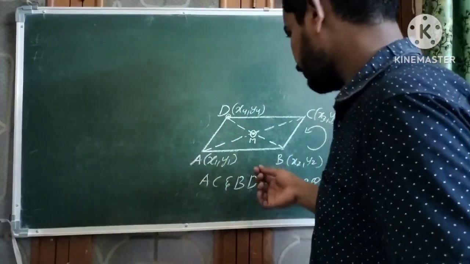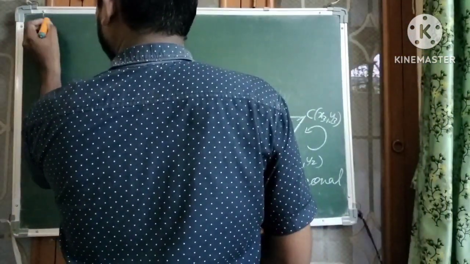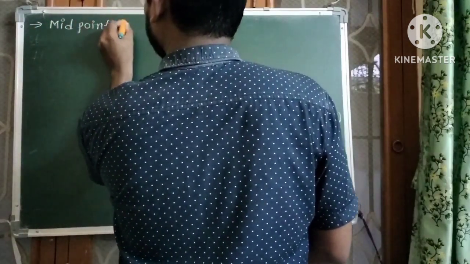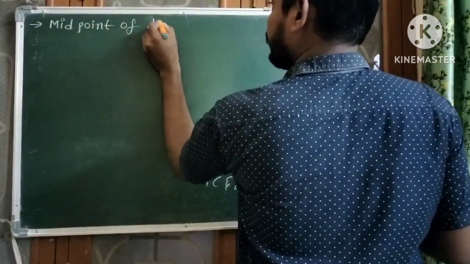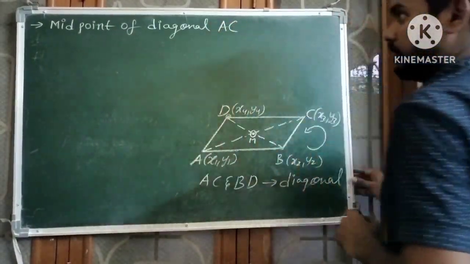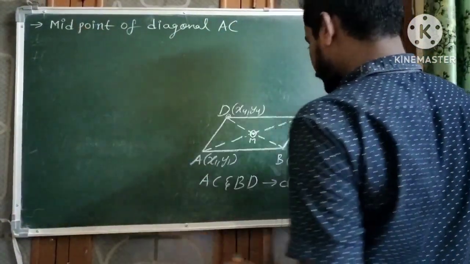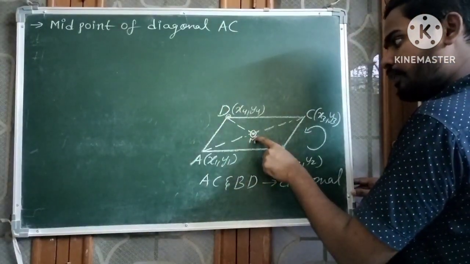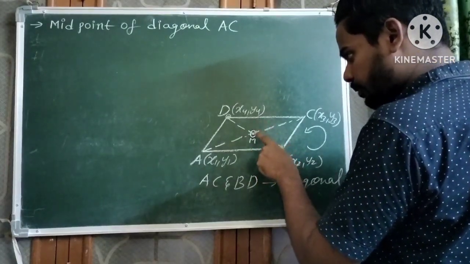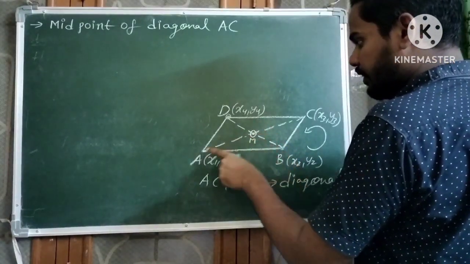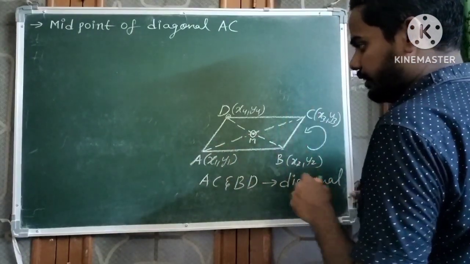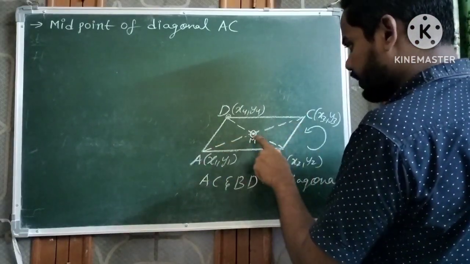So let us find midpoint of diagonal AC. Here M is midpoint of diagonal AC. So what is midpoint? It's a point where a diagonal or a line segment is divided into two equal parts. Here M divides diagonal AC into two equal parts.